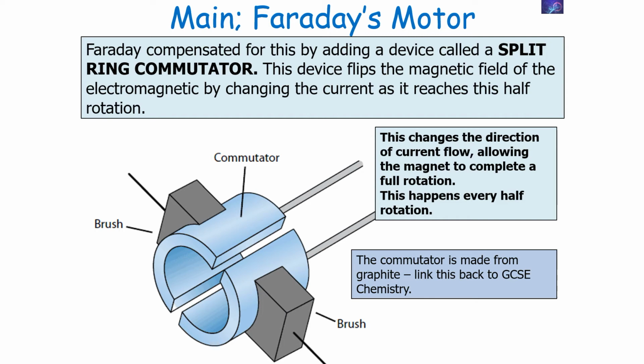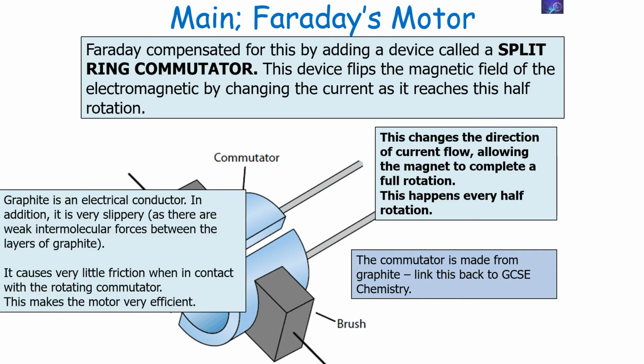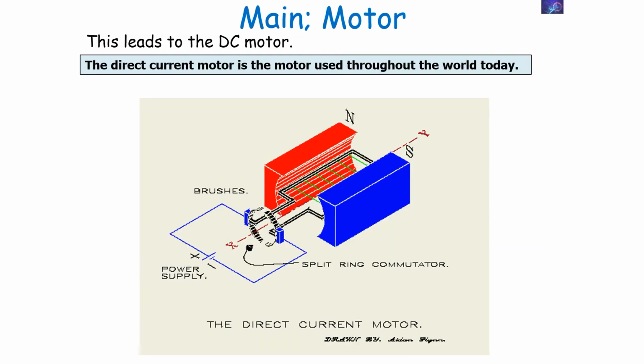So what does a commutator do? It changes the direction of the current flow, which means that it flips the magnetic field direction of your electromagnet, and this happens every half a rotation to allow for a full rotation of your motor to take place. Now we use graphite as our commutator because graphite is an electrical conductor, and in addition it's very, very slippery as there are weak intermolecular forces of attraction between the layers of graphite, so it causes very little friction when in contact with the rotating commutator, which makes the motor very efficient. So this leads to our idea of a DC motor.